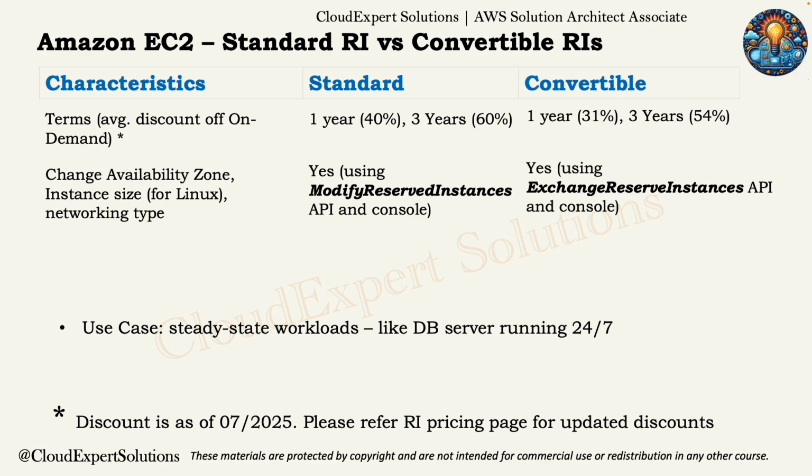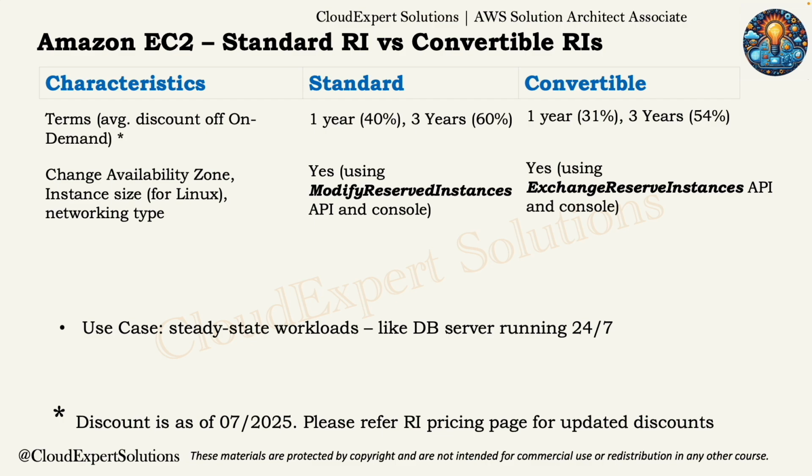In terms of EC2 attribute changes like availability zone, instance size for Linux, or networking type, standard reserve instance allows you to change availability zone, instance size for Linux, and the networking type. And to do so for standard reserve instance, you need to call the modify reserve instance API, or you can do it from the AWS console.